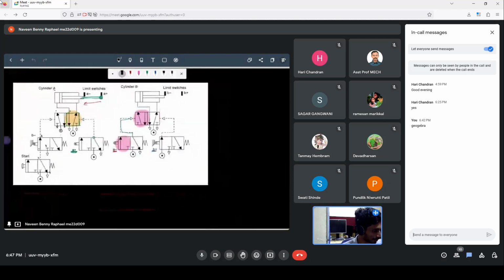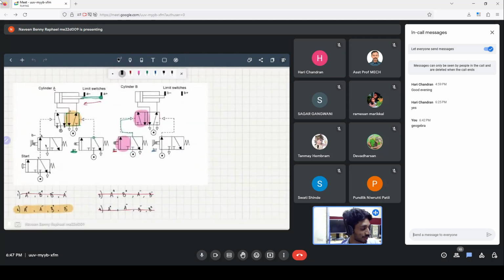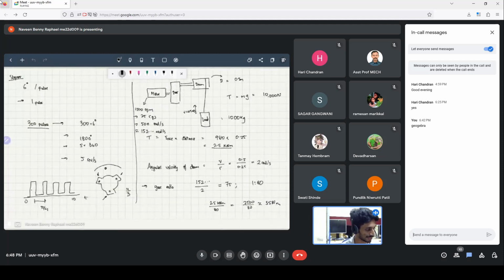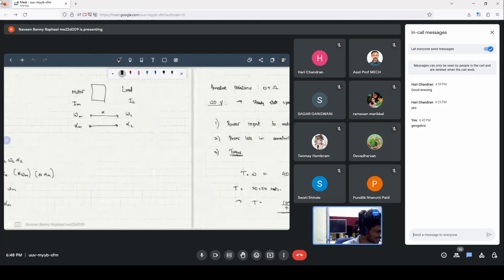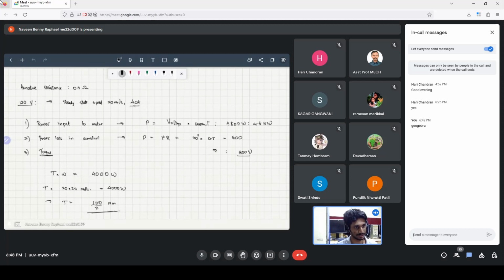Then after that, we solved this kind of question: given I press this push button, what's going to happen to A and B? We slowly went through each of the steps and concluded that A will extend first, then A will retract, then B will extend, and then B will retract. Then we saw a few questions on stepper motor, gear shift and torque selection. We derived the angular velocity torque relationship, and I think that's primarily it.